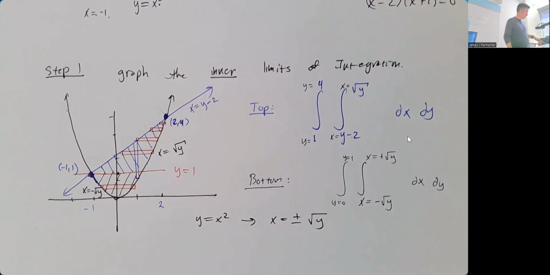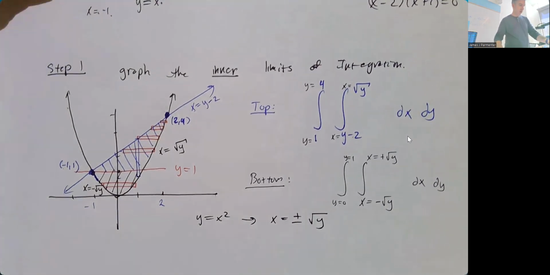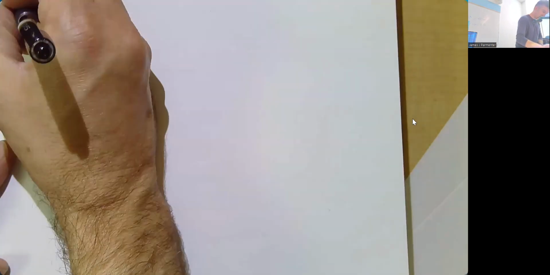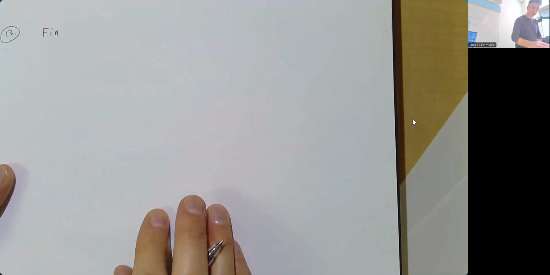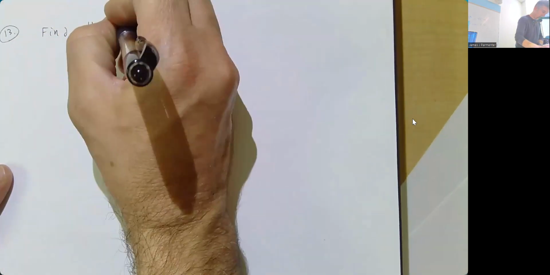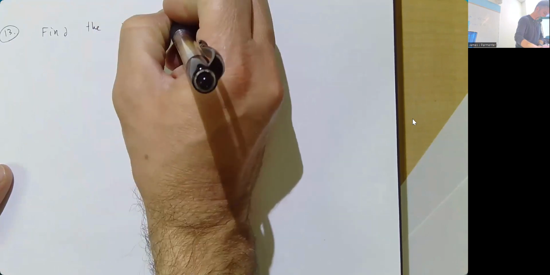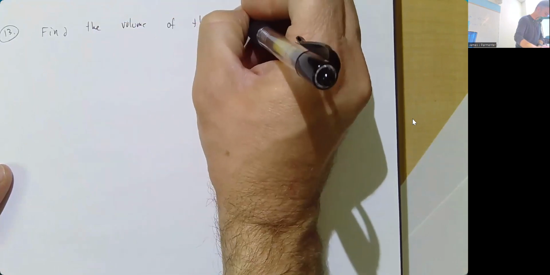Cool. Let's look at problem 13 from the double integration section. Okay, so let me move. Sorry, I feel like we're all over the place here. Oh, nope, other way. Sorry. Okay, so let's see here. My version of this is: find, can you see that? Almost. Find the volume of the solid.